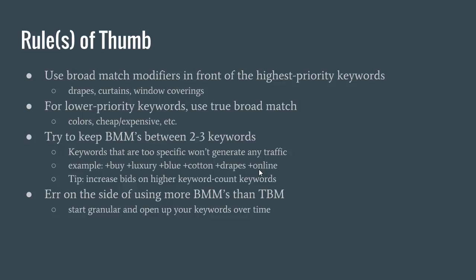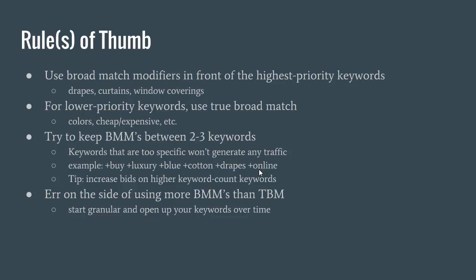So if something has 4 keywords in it or 5 keywords in it, you can maybe bid a little more than $3, like $4 or $5 for those keywords, and it'll bid more aggressively for the traffic that's more specific to your products. All right, and then the last note here says err on the side of using more broad match modifiers than true broad match. The reason we do this is because, again, true broad match can be very dangerous.